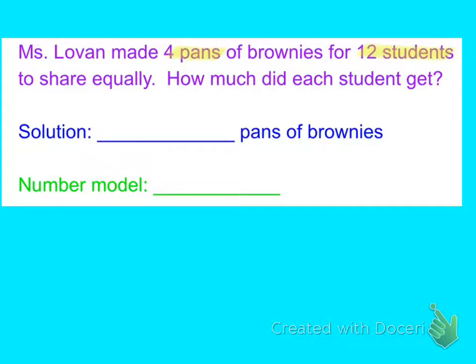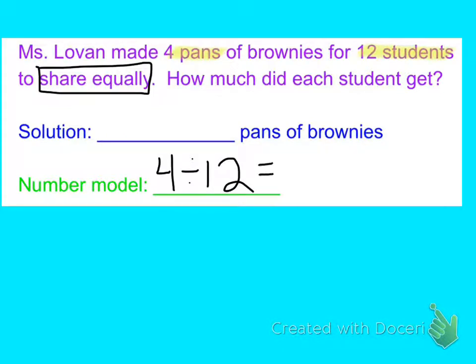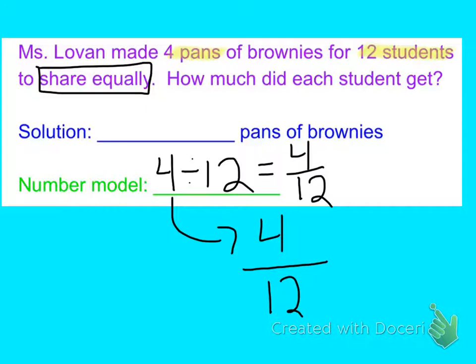So the 4 goes first in our number sentence. Okay, we're doing 4 divided by. The reason that we're dividing is because we are sharing the pans of brownies equally. Shared equally is our keyword there. We're dividing that by the 12 students. And our answer again, remember the 4 is our numerator. Then we draw our division line, our fraction line, and 12 becomes the denominator. So our answer is 4/12. Again, up here, our solution is 4/12 pans of brownies.